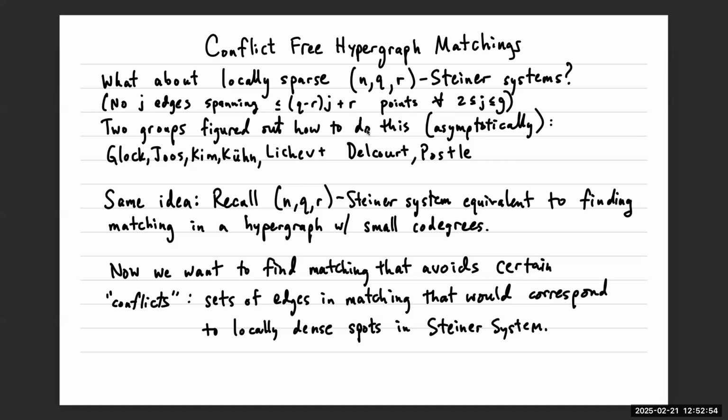Okay, so what is it? Remember that finding an N,Q,R Steiner system is equivalent to finding a matching in a hypergraph with small codegrees, right? So now you don't just want to find a matching in a hypergraph. You do want to find that, but it needs to be a special one. It needs to avoid these conflicts. And what are the conflicts? That would be a bunch of edges that are too densely packed in a small area. Suppose your matching had this edge, this edge, this edge, and this edge, but when you look at those in the Steiner system, they corresponded to a bunch of edges packed in on some points. You want to avoid that, right? In other words, you don't want those edges to be in your matching. So there are certain configurations that you call conflicts, and your goal is to find a matching that avoids all the conflicts. And that's what they proved you can do.